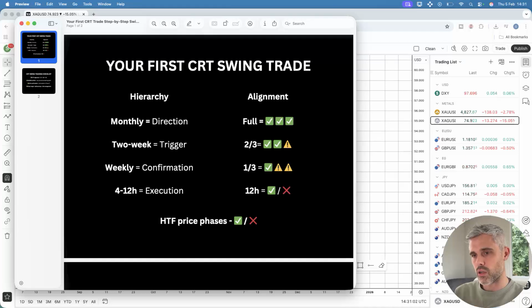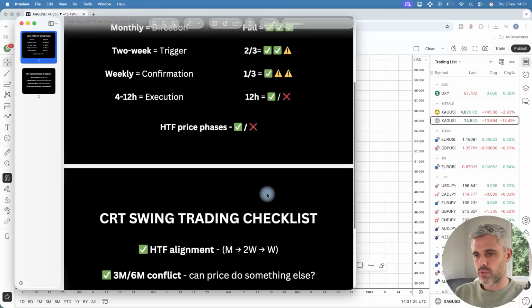For example, if we're taking a long trade. Then finally, is there some sort of higher time frame price action that's against us? So are we in the phase of accumulation or distribution on the 3-month time frame, and that is actually in conflict with our whole trade idea? That is not what we want to see. So these are the sort of things that we're looking for.